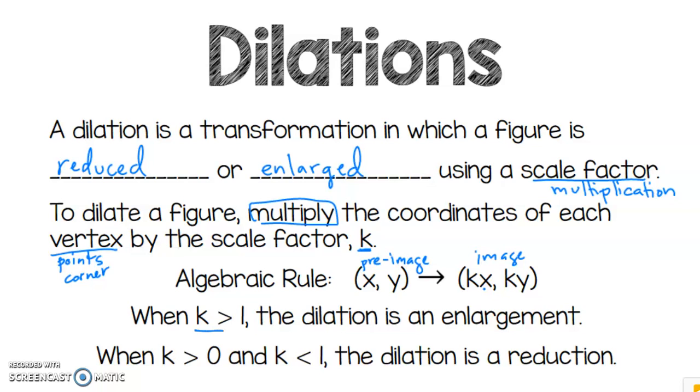When k is greater than 1, the dilation is an enlargement. When k is greater than 0 and less than 1, the dilation is a reduction. Knowing that will help you get a visual real quick. If it was enlarging, I know that the scale factor is larger than 1. If it got smaller, my scale factor has to be less than 1. So if I have the rule (2x, 2y), I know that's an enlargement. Just being able to go back and forth with that.